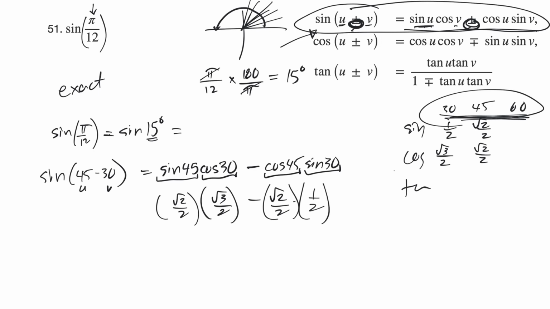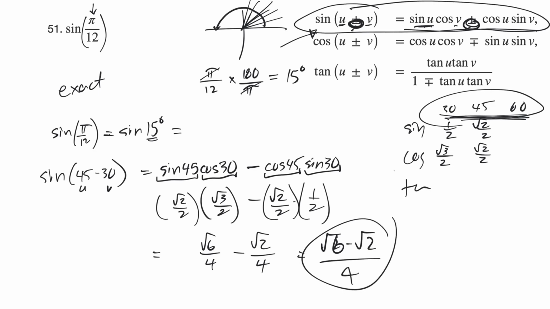Okay, multiply root 2 times root 3 is root 6 over 4 minus root 2 over 4. And you could probably leave it like that, but since they have a common denominator, might as well collect them. So it'd be root 6 minus root 2, all over 4. That's probably where I'd leave my answer for that one. All right, hopefully that helps you with a couple of questions related to identities.